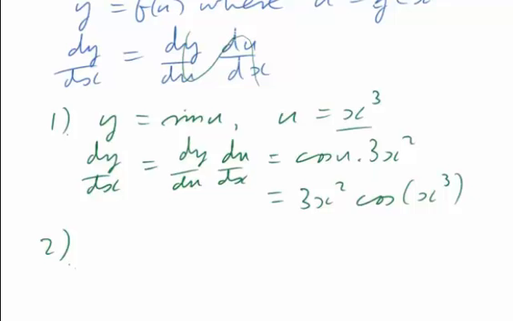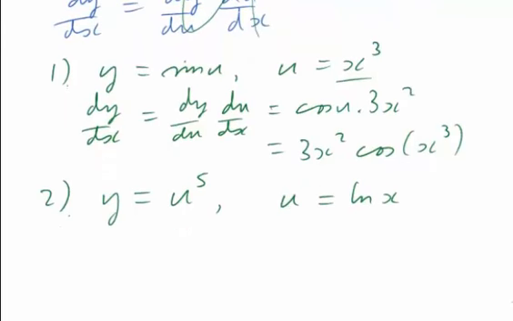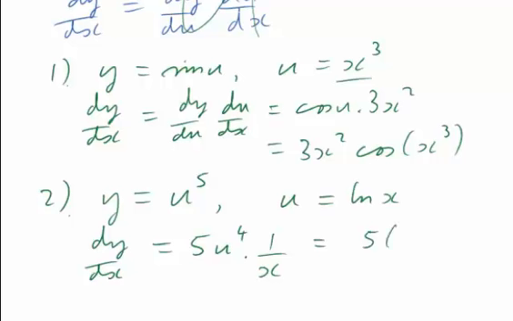Similarly, in number 2, we have y is u to the power 5, where u is the log of x. And so dy/dx is dy/du, that's 5u to the 4, times du/dx, which is 1 over x. So that's altogether 5 log x to the power 4, divided by x.